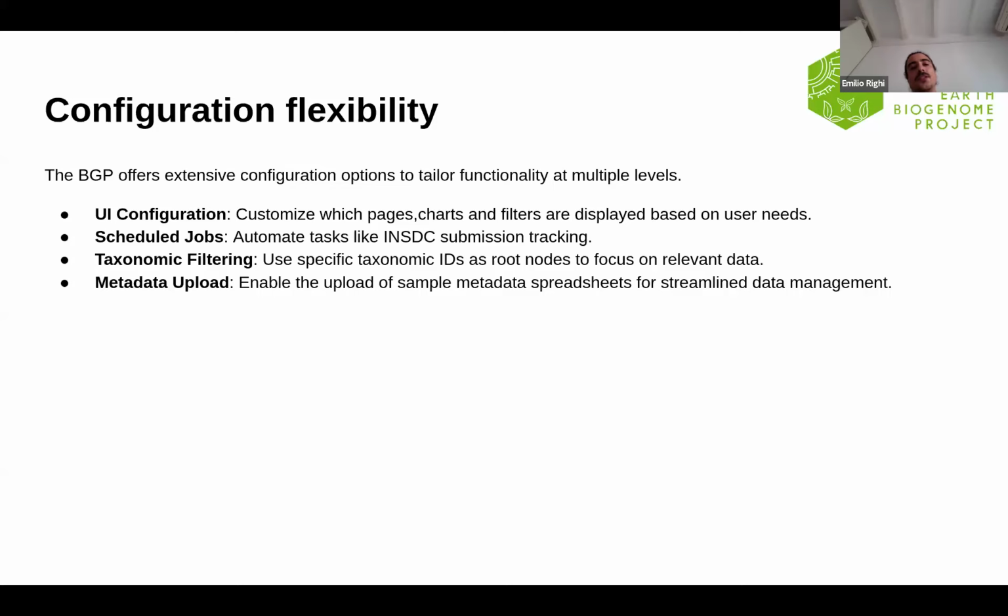And then, apart from all these features, the BGP is very configurable. Indeed, it is possible to configure almost all the user interface, like the pages we want to display, the charts in each page, and as well the filters that are used to query the database. Then there are some scheduled jobs that can be configured or triggered via API, like the INSDC submission tracking that I mentioned earlier. And then as well, it is possible to use a specific taxonomic identifier as root node to focus only on data relevant under a specific taxonomic group. And then as well, it is possible to upload any type of sample metadata spreadsheet.